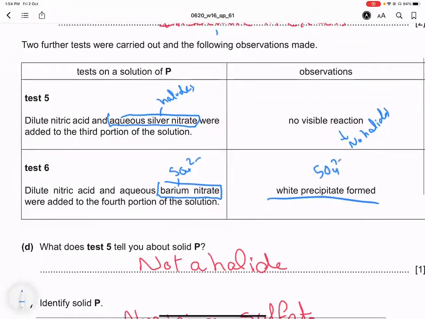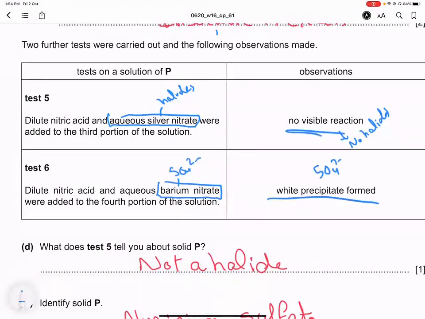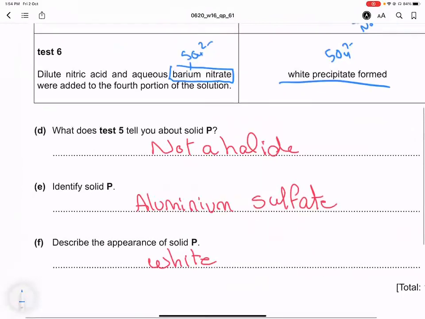What does test 5 tell you about solid P? It's not a halide. There are no halides present, since it gave me a negative result. Identify solid P. I know it's aluminium. From the question, it's a given. And I now know from this test that it's a sulfate. So the solid is aluminium sulfate.